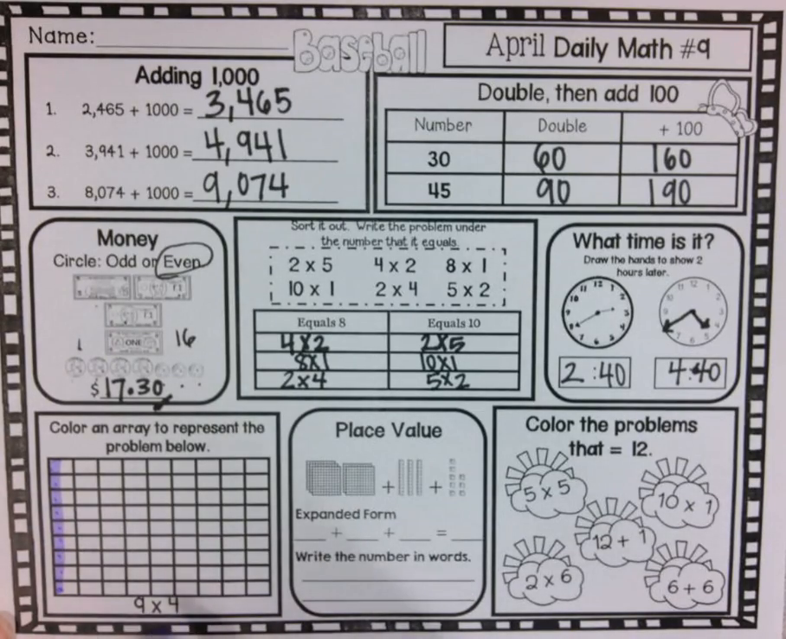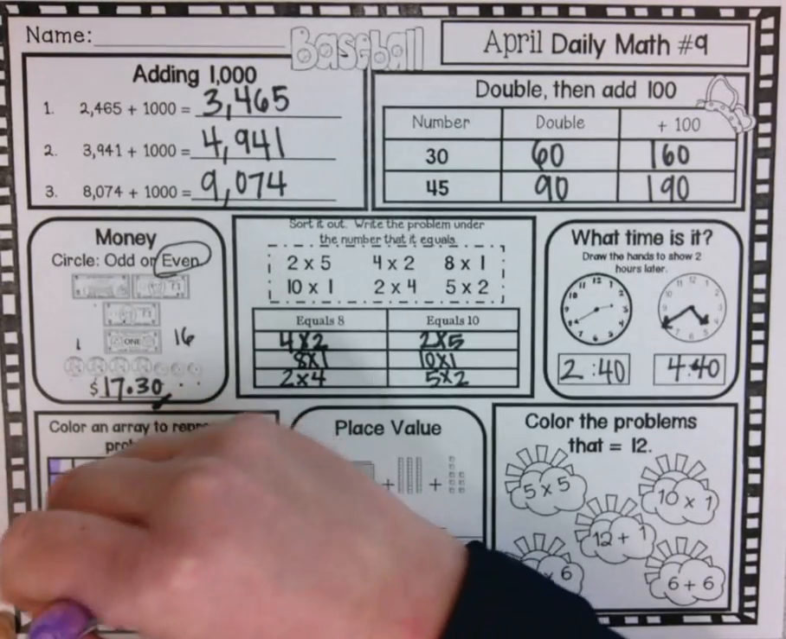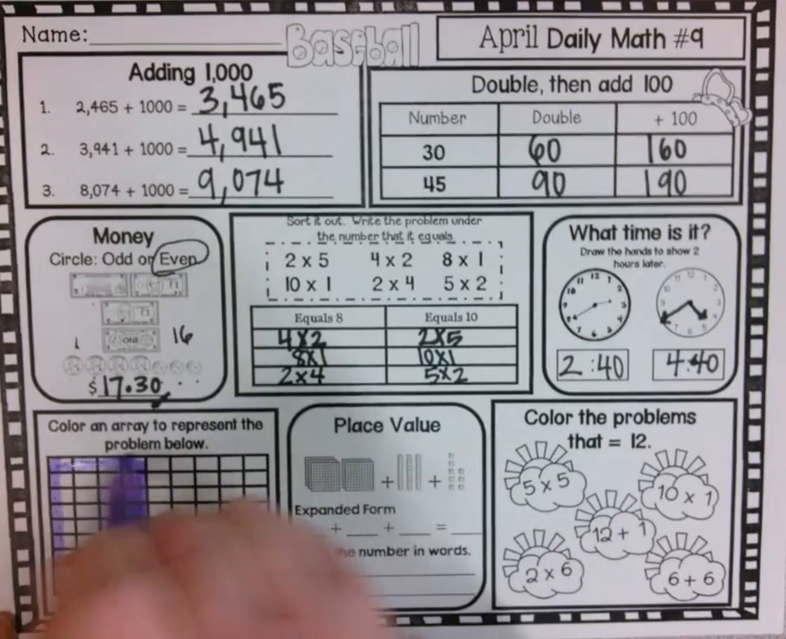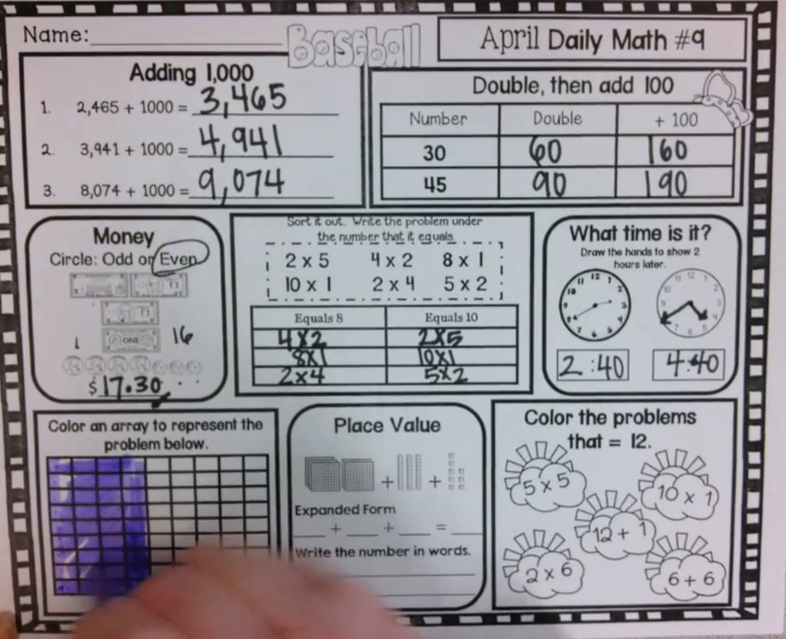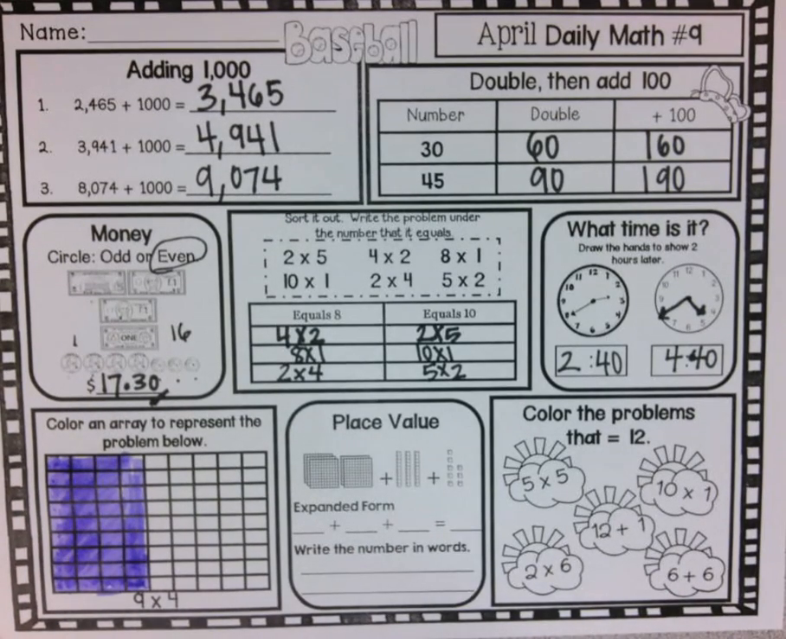And we're going to go across 4. 1, 2, 3, 4. So we're going to this one. Then you can just color all of those in. Or you could have counted them separately. I think this way is easier. Okay, 9 times 4.